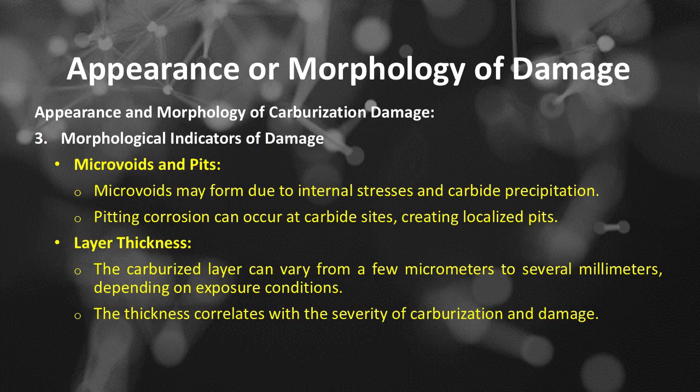The third of morphological indicators of damage is microvoids and pits. Microvoids may form due to internal stresses and carbide precipitation. Pitting corrosion can occur at carbide sites, creating localized pits. The fourth of morphological indicators of damage is layer thickness. The carburized layer can vary from a few micrometers to several millimeters, depending on exposure conditions. The thickness correlates with the severity of carburization and damage.